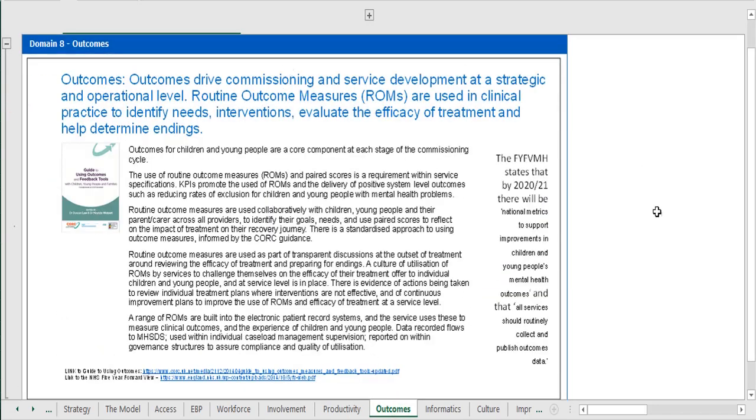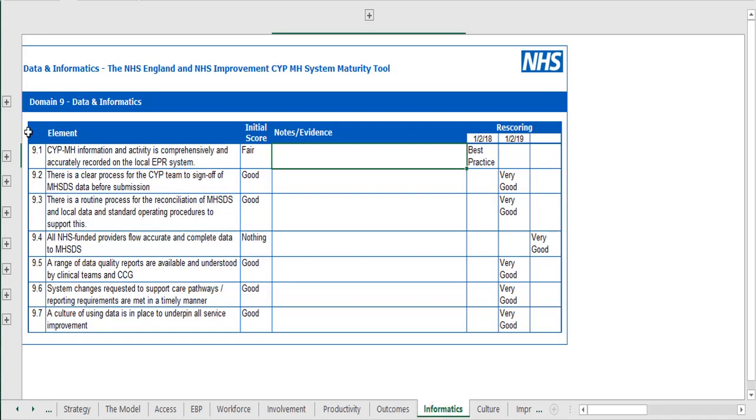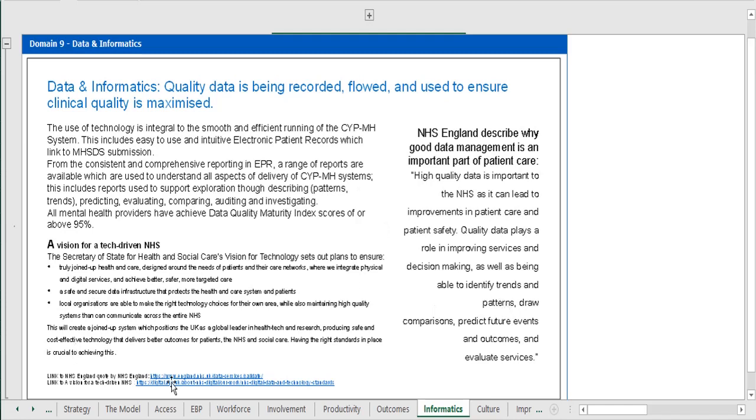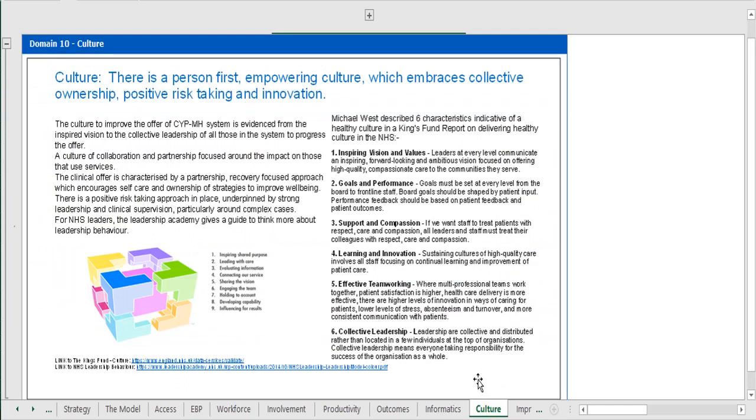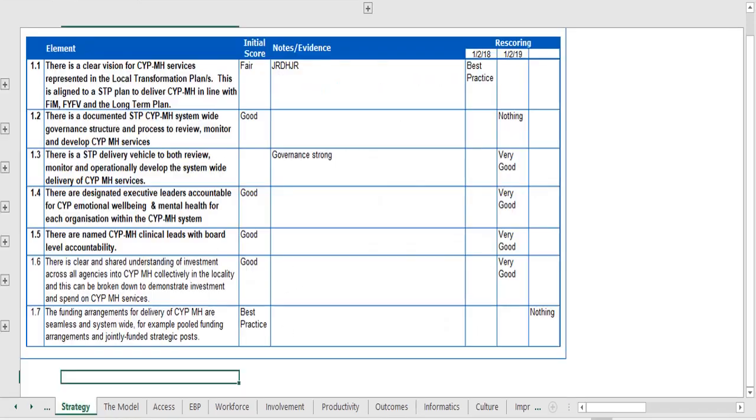There's a slide here again describing what we would expect to see around outcomes, some of the guidance that's really helpful from CORC, and again links are there for that. Around data and informatics, we describe some of the vision for what a tech-driven NHS should look like, and some of what NHS England describes about why good data management is really critical. And the last area, we think a lot more about the work of Michael West and the work he's done with the King's Fund to think about the 6 critical factors that play a part in having a really good culture within a service. And we know how powerful that is from a lot of the Berwick reports. There's also the leadership position that's given from the Leadership Academy.